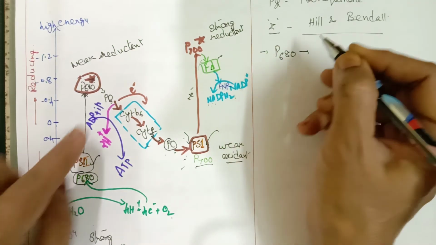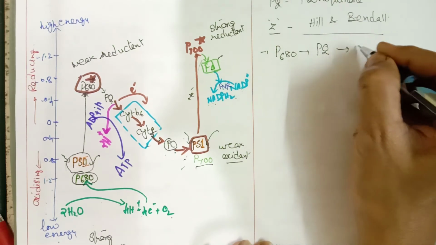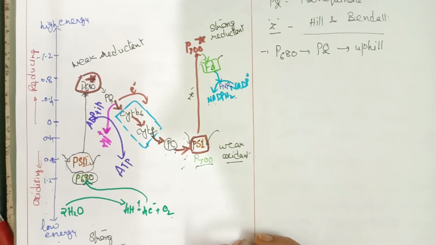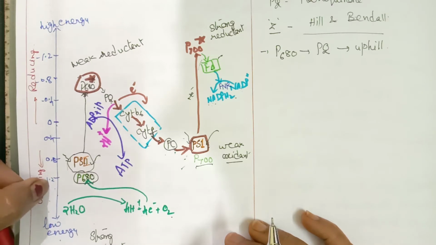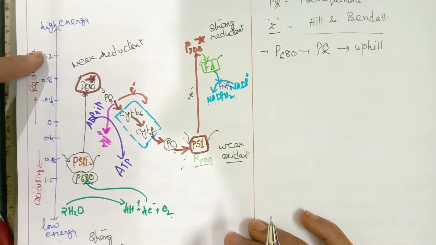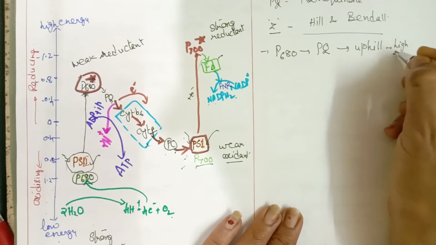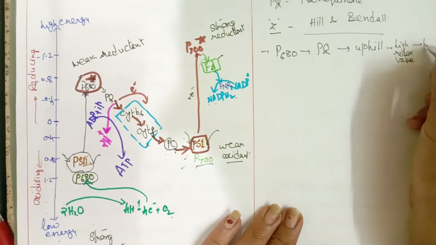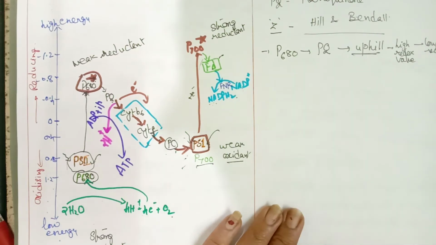P680 to the primary electron acceptor, that is plastoquinone. This movement we call uphill movement. Uphill movement here we find from higher redox potential to lower redox potential value, and in terms of energy, it is lower energy to higher energy. So from higher redox value to lower redox value, this we call uphill movement.